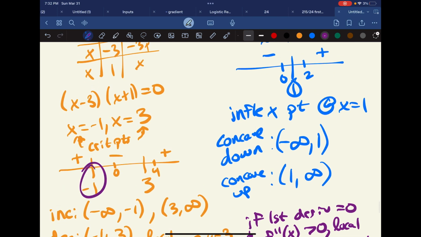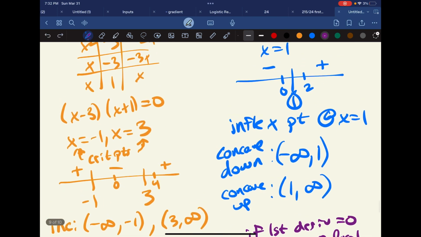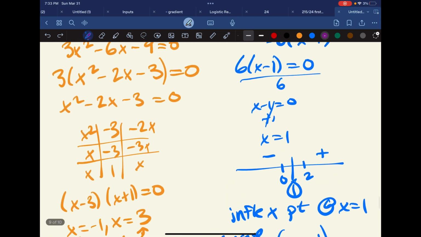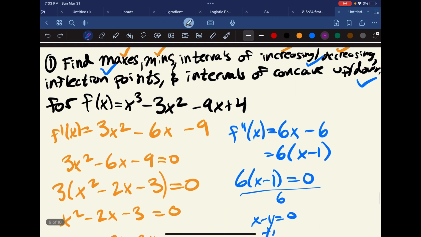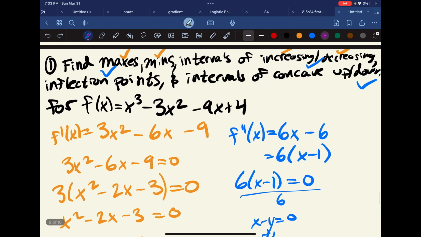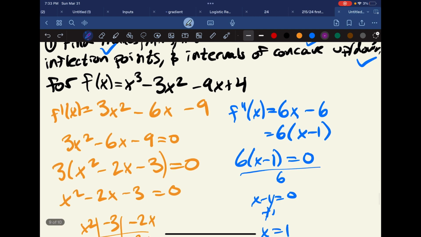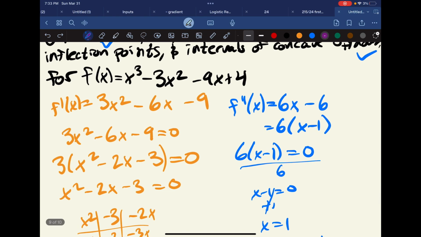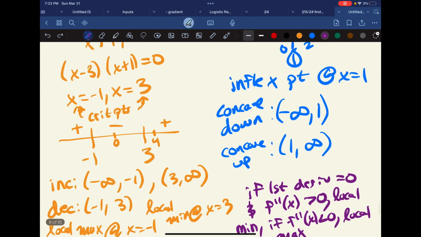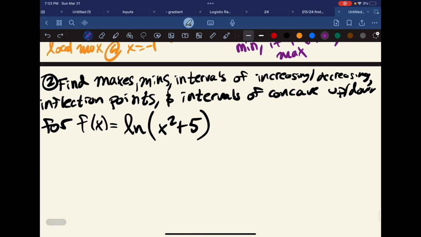But you could also do it with your second derivative. For example, at -1, we know we have a critical point at x equals -1. But if we don't know if that critical point is a local max or a local min, we can plug it into our f double prime of x. When we plug in -1 here, we get 6 times -2, so that's -12. Our first derivative is 0 and our second derivative is negative, so that means we have a local max at -1. So that's an alternative way we can do that.